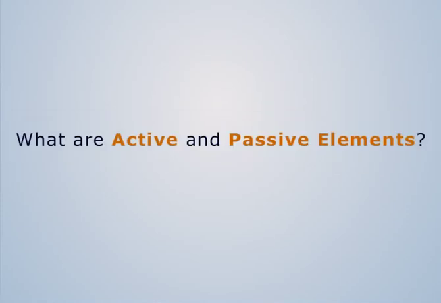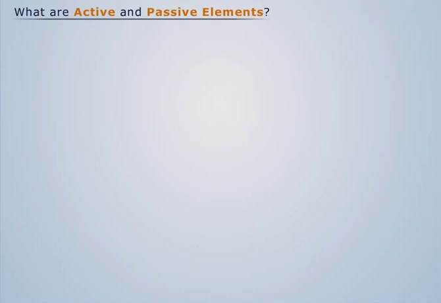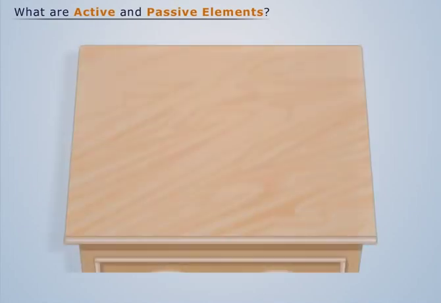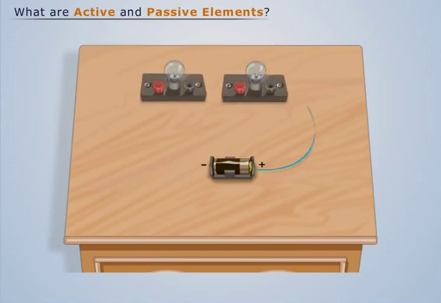What are active and passive elements? To understand active and passive elements, let's consider a simple circuit where a battery is connected to a pair of bulbs with a switch. Here the battery, switch and the bulbs are the different circuit elements.